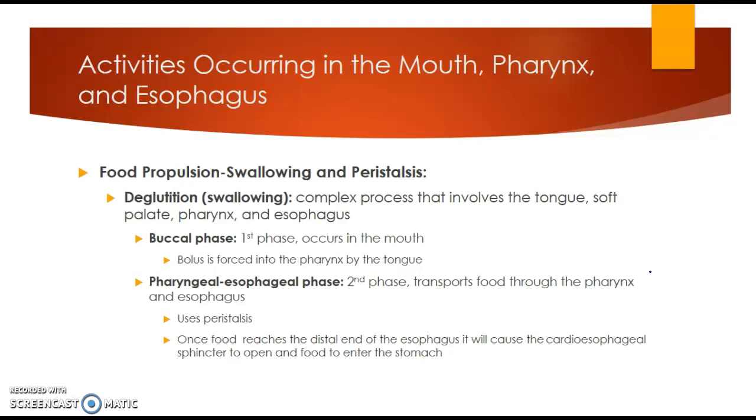First, you swallow and the tongue forces the bolus into the pharynx. The second phase is the pharyngeal-esophageal phase. This is where we transport food through the pharynx and the esophagus using peristalsis. Once it hits the distal end of the esophagus, it causes the cardioesophageal sphincter to open, which allows the food to enter into the stomach.